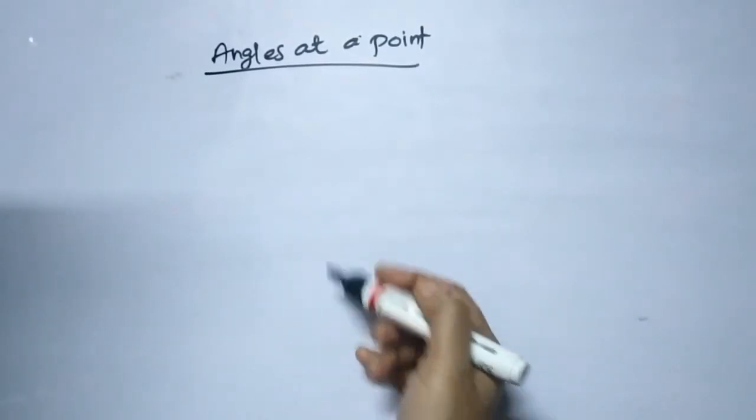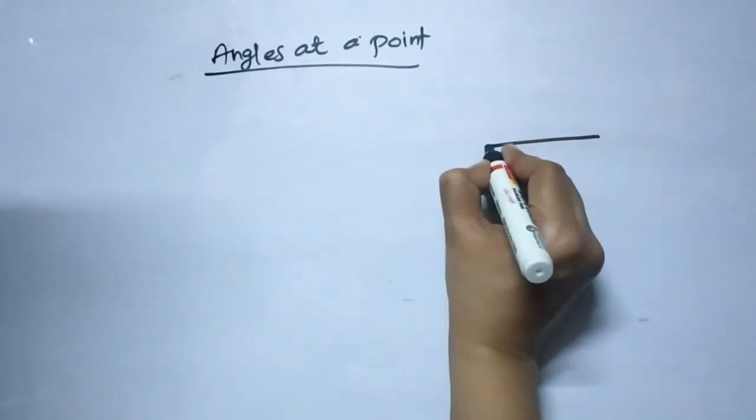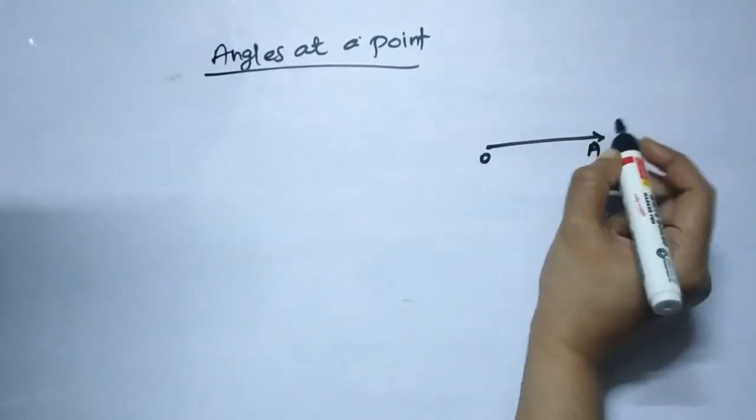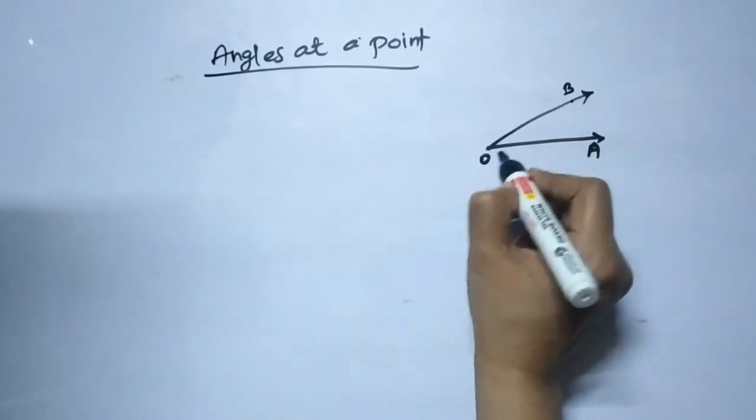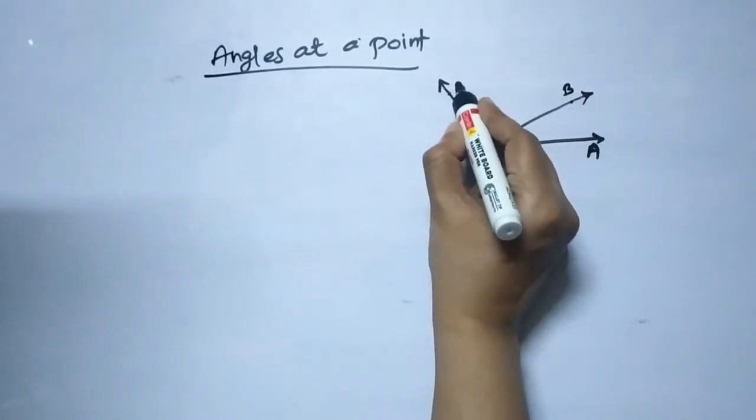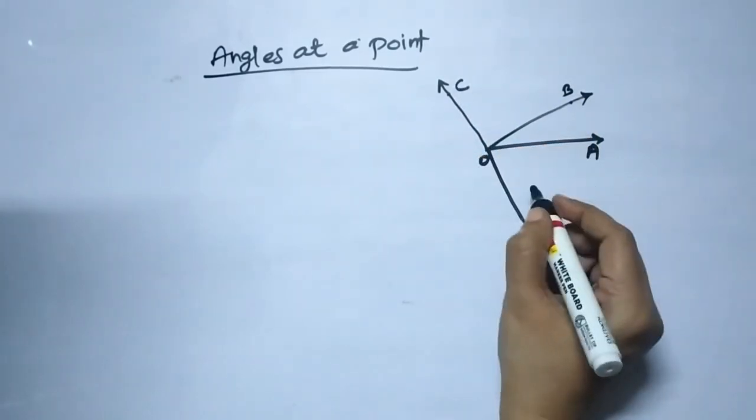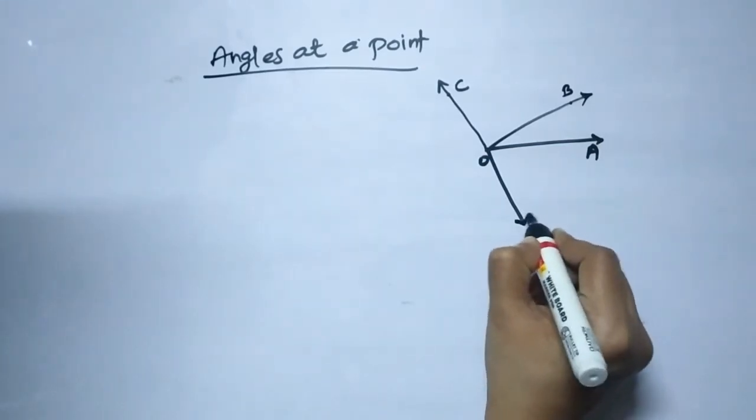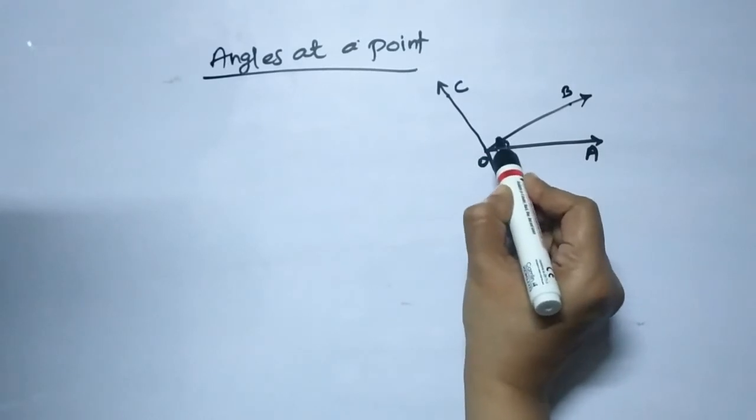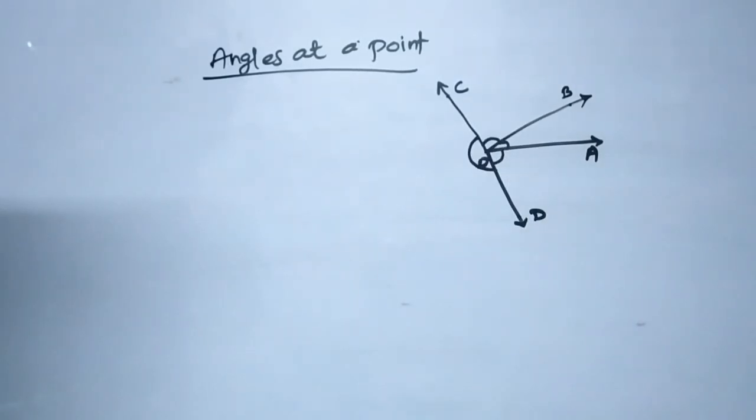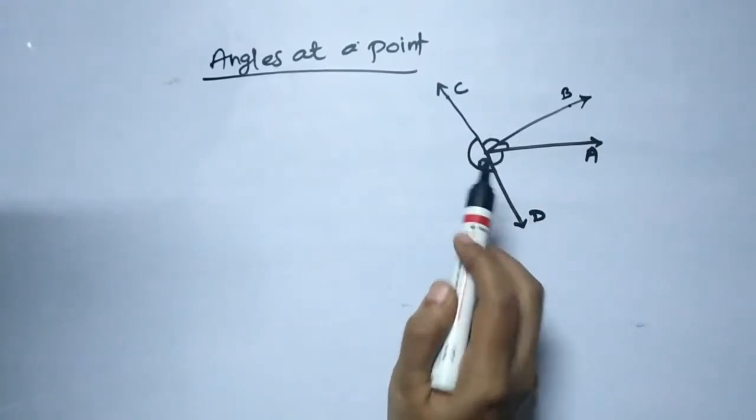Now see, if angles are forming at a point, for example, consider this. This is ray OA, and you have one angle here. This is ray OB, and one more adjacent angle here. This is ray OC, and one more adjacent angle at this point. This is OD. So this is one angle, this is another angle, and one more angle is forming here, and one more here. All these angles are forming at one common point, point O.